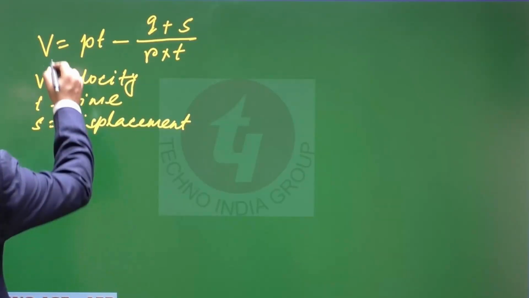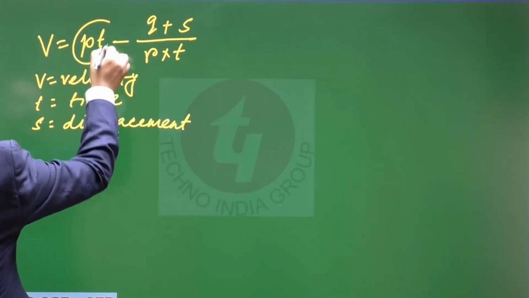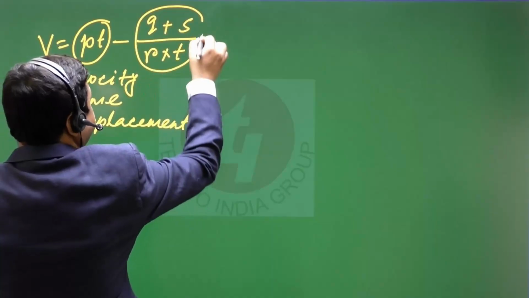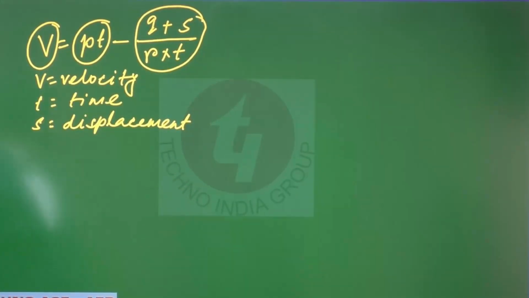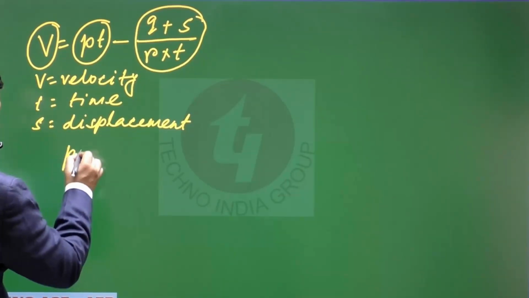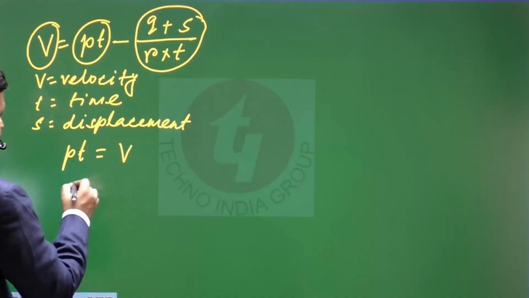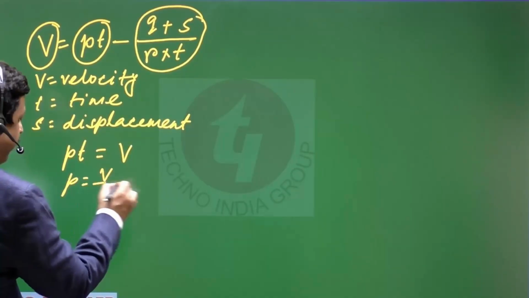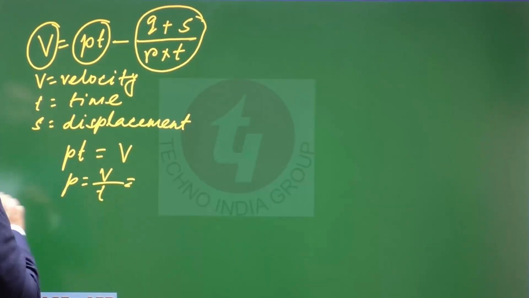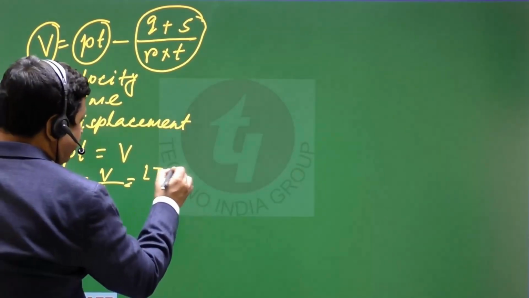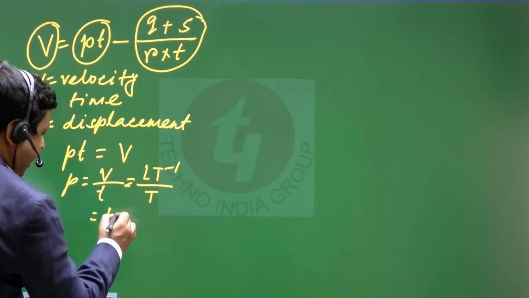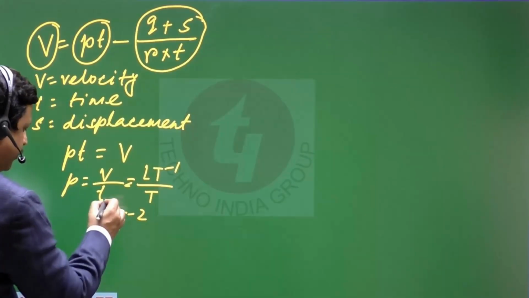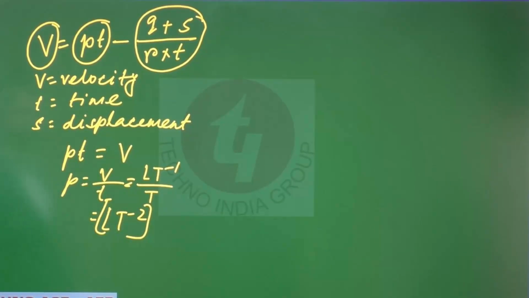Here you know that the dimension of P T, the dimension of this total term and the dimension of velocity are the same, right? So you can write P into T is equal to V. That means P equals to V by T. V is the velocity, so it is L T to the power minus 1 by T. That means the dimension of P is L T to the power minus 2.